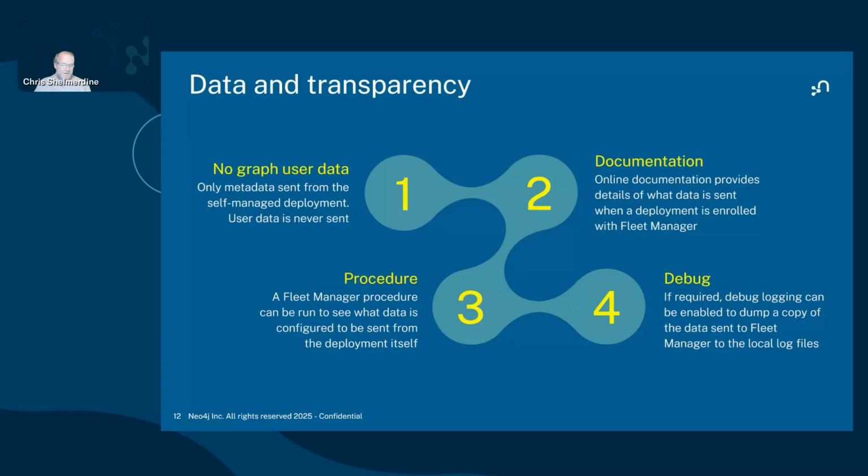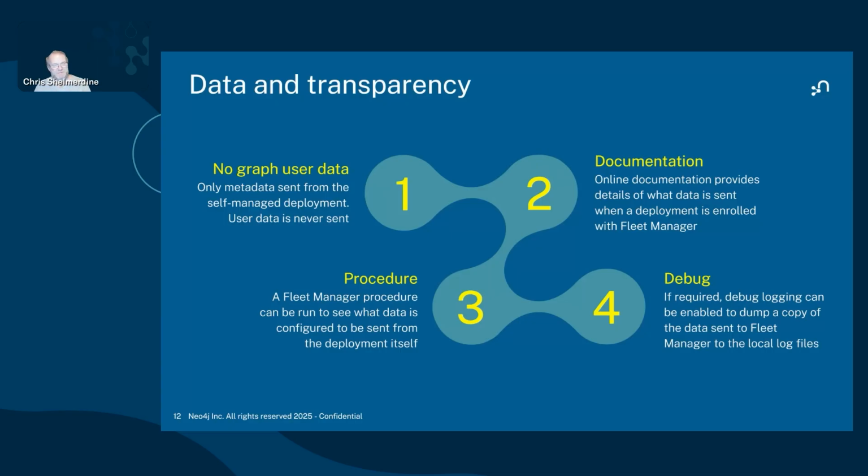The documentation, which is available on neo4j.com/docs under the Aura documentation as a Fleet Manager section, details what data is sent when you add a deployment to Fleet Manager with the plugin and with the token. So there's a detail in the documentation of what data is sent. If that's not enough, you can go to the deployment where you've added the plugin, and there's a procedure we provide in the plugin that you can run that will output to the screen the information that the plugin is going to send, not necessarily the individual data elements, but the schema of data which is going to be sent back as part of the reporting to Fleet Manager.